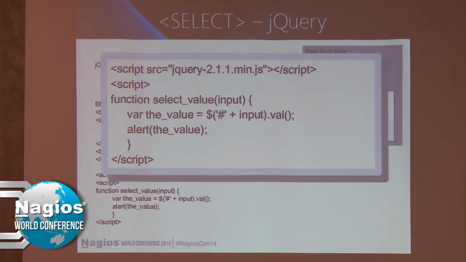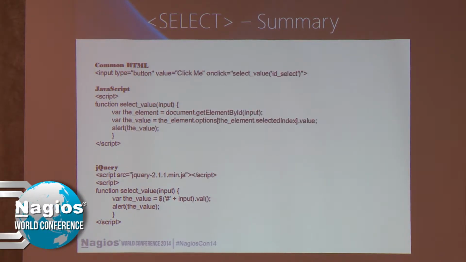So in the next screen, here's the difference between the two. We had a common HTML where we had the button and it sent the value through. In the JavaScript, we had to use 2 lines to actually get the value. In jQuery, it's just this one line. And this becomes very easy to read the code.